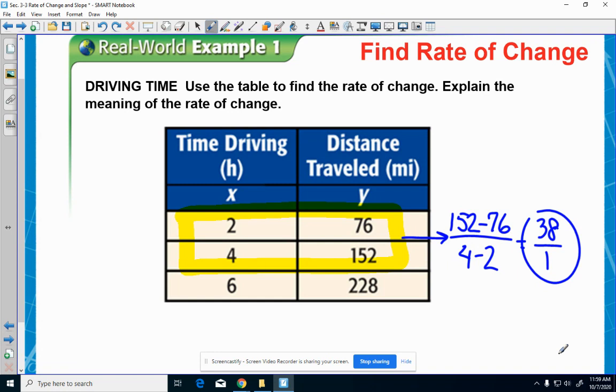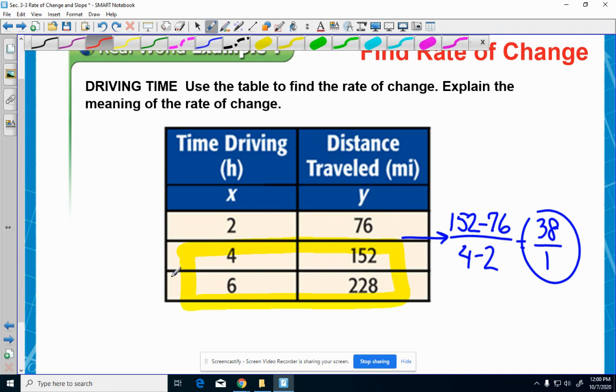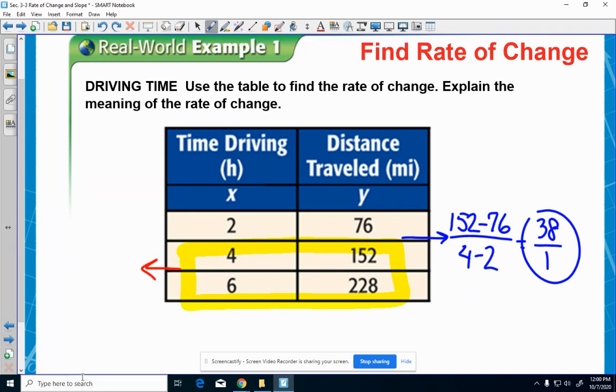What is that 38 over 1 standing for? Do you know? Good. They're miles per hour. Their speed, right? How fast they're going or how slow they're going. All right. If we look at these two, what is it here?